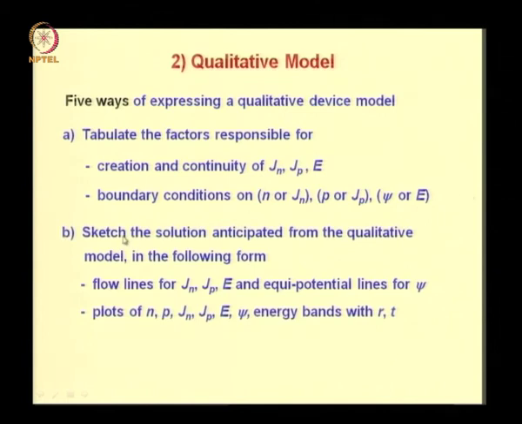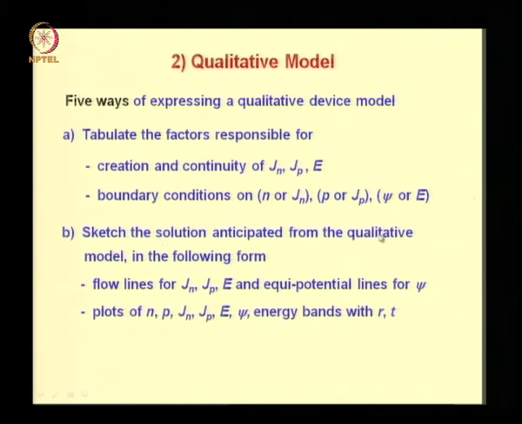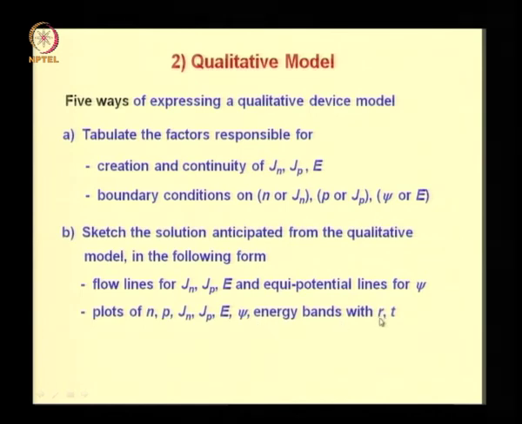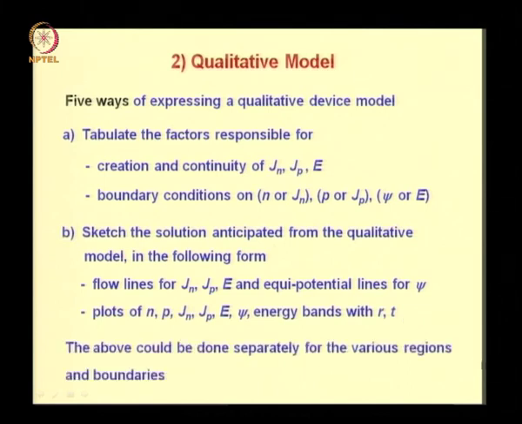The next 2 ways are sketching the solution anticipated from the qualitative model in the following form. You can sketch the solution either in the form of flow lines for Jn, Jp and E and equipotential lines for psi, and/or you can plot N, P, Jn, Jp, E and psi as well as the energy bands as a function of space and time. The above could be done separately for the various regions and boundaries.